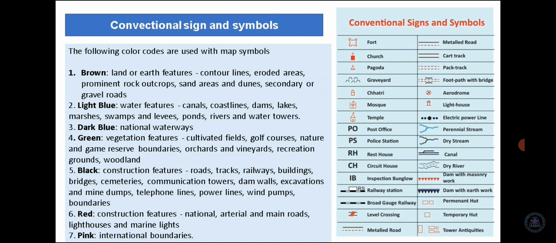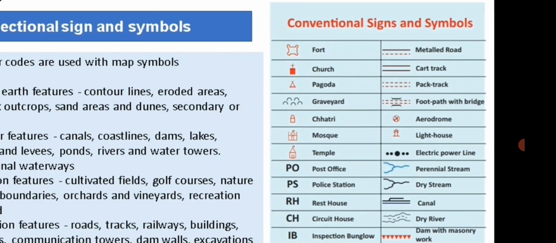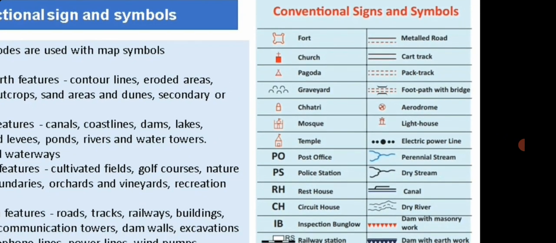A red color indicates construction features: national, arterial and main roads, lighthouse and marine lights. Pink color indicates international boundaries. Here you see different conventional signs and their meaning.